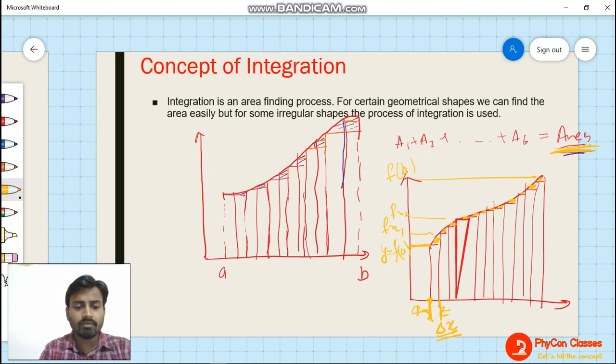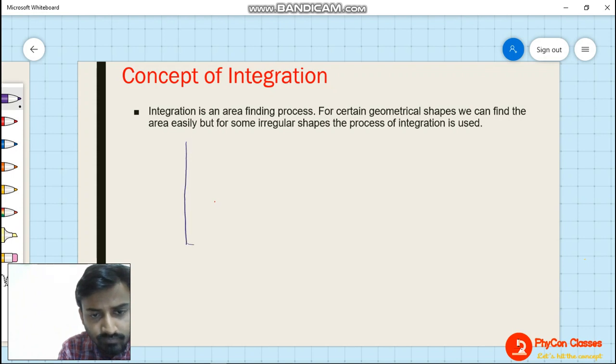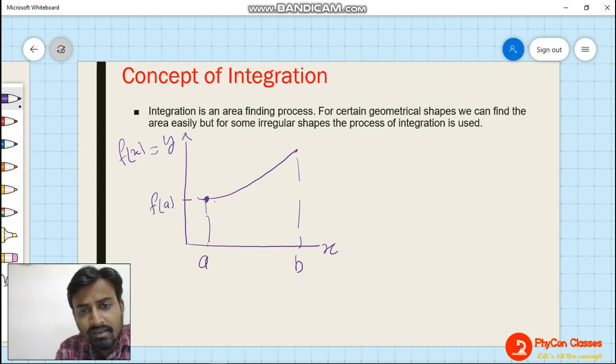Right, so similarly it will move. Understand it properly now. We have to find this area from A to B on the x-axis, and this is representing the y-axis. So y is nothing but the functional value at any given x, right? So what will be the functional value at this point? At this point, it will be the function value at A. Similarly, at this topmost point, it will be equal to the functional value at B.